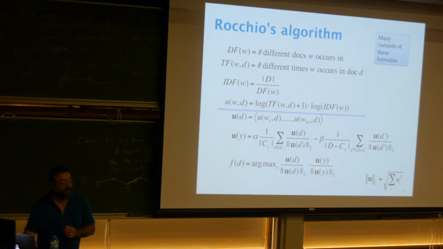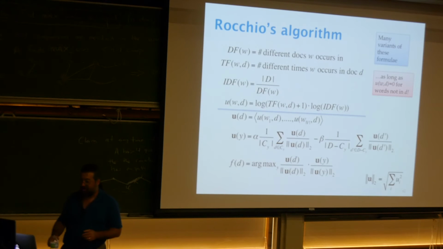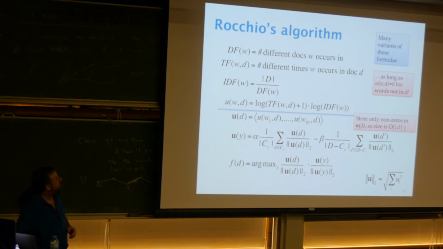Very simple. There are lots of variants for this U function. This is one that a lot of people use, but there are other ones that people like. One thing that is always true is that the U value, the weighted value for that word, has got to be 0 for the words that aren't in the document, because otherwise this vector gets large and hard to represent. So when we're storing that, there are a number of concise ways of storing it.